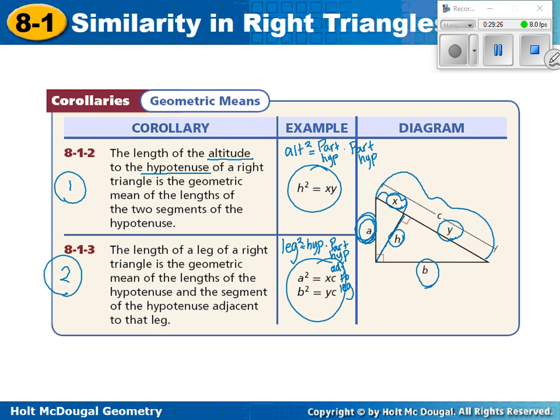Okay, worst case scenario, you forget the shortcut. You've got to try to redraw the triangles and compare parts and write proportions. If you can remember these 2 shortcuts, it saves so much time. So let's look at some examples.